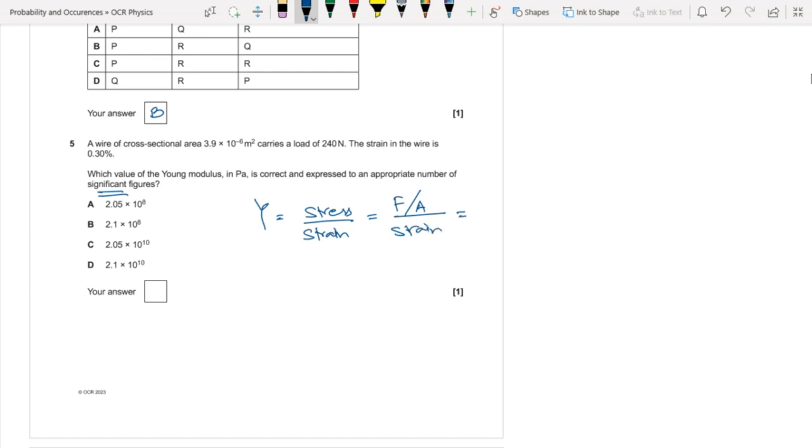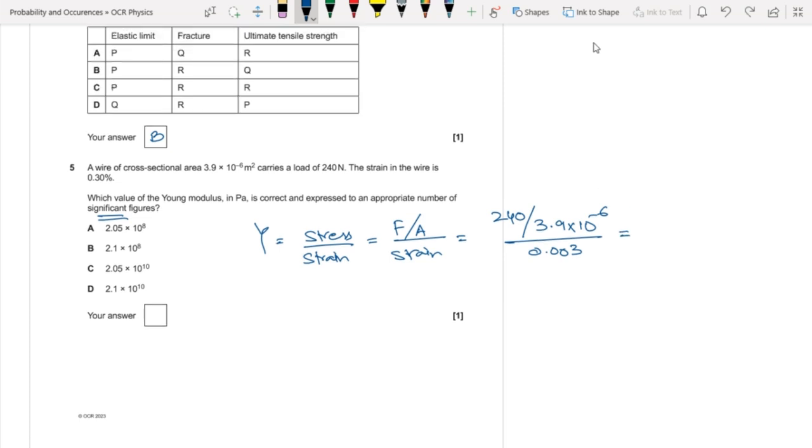So force is given, 240, divided by 3.9 times 10 to the power minus 6 meters squared. And strain, since it's in percentage, we need to convert it to its actual value by dividing by 100. It's 0.003. All right, so calculating this, the answer comes out to be 2.05 times 10 to the power 10 pascals.